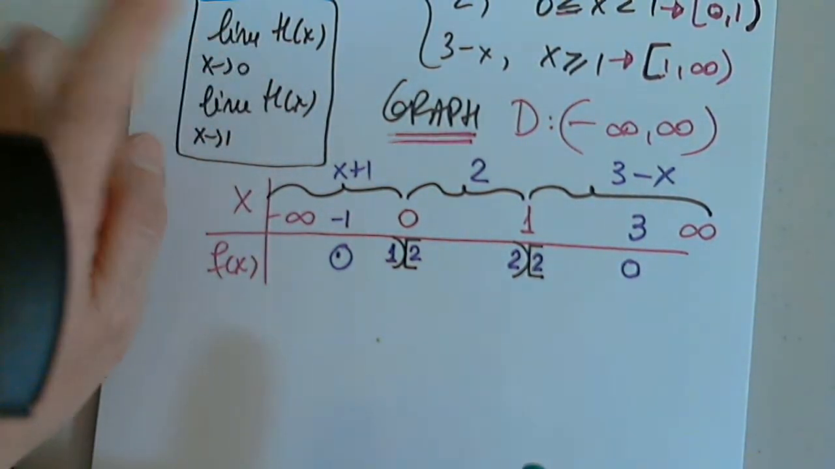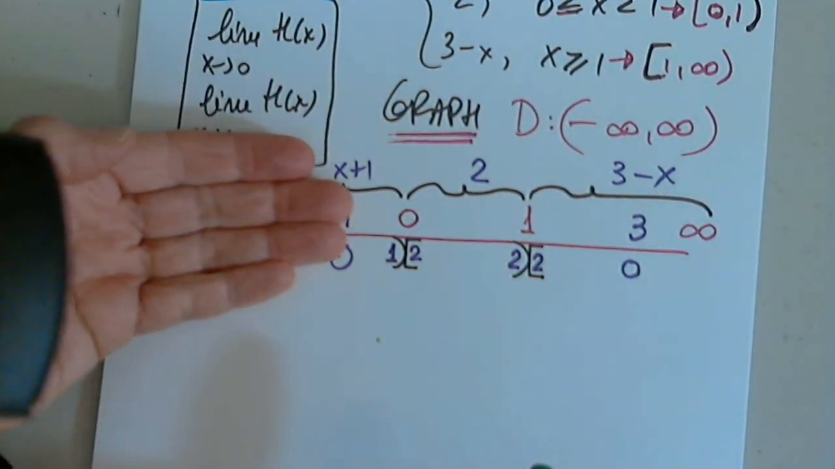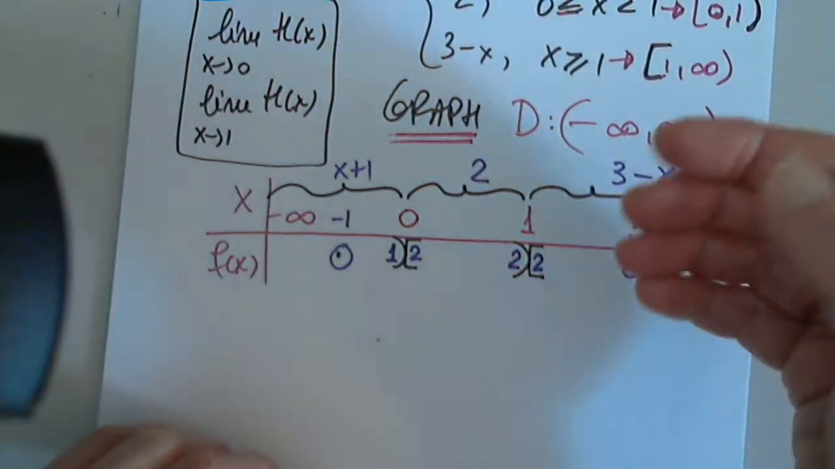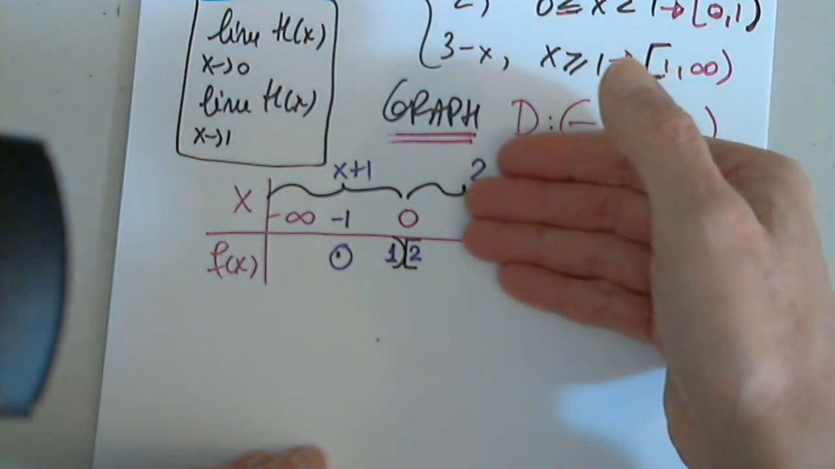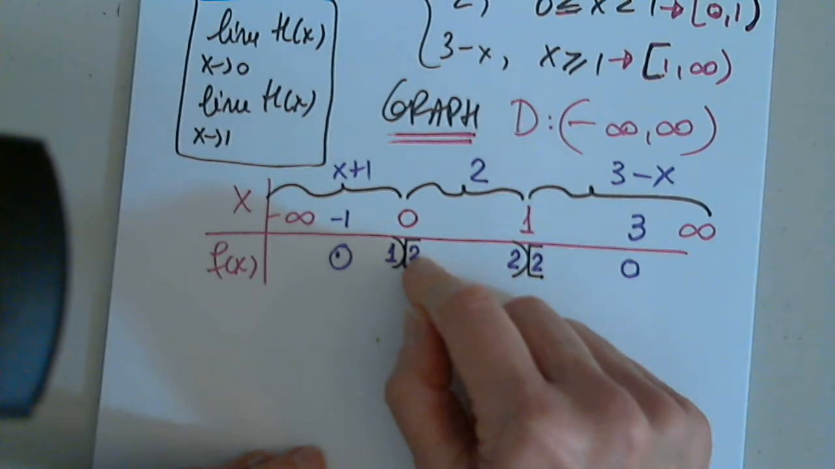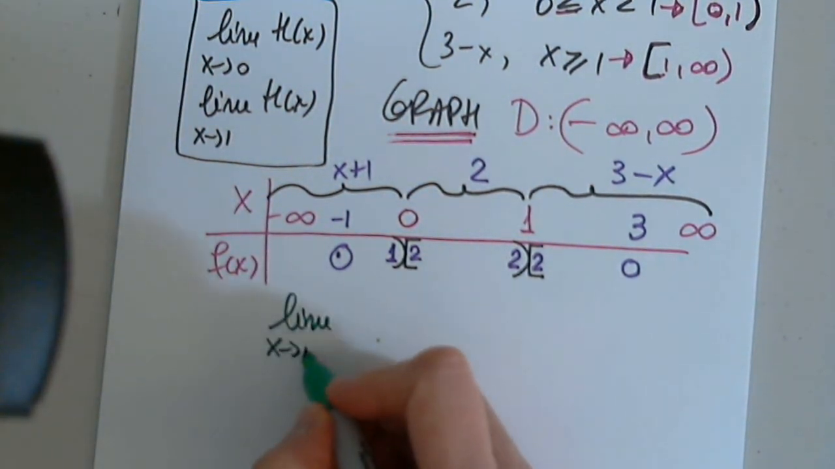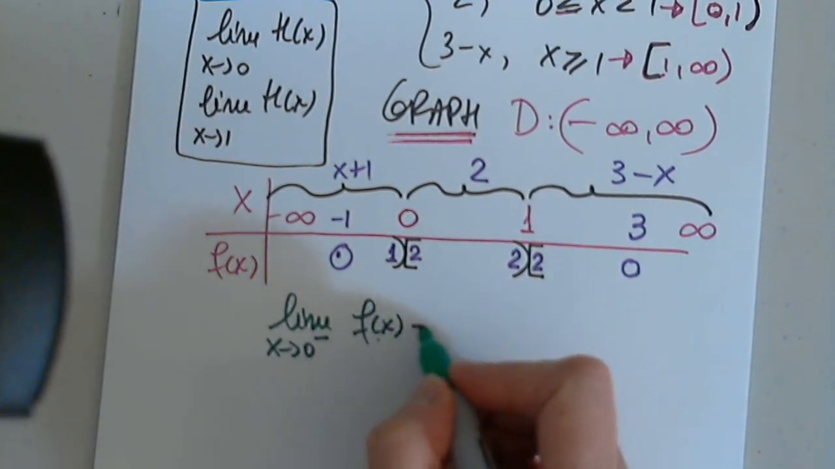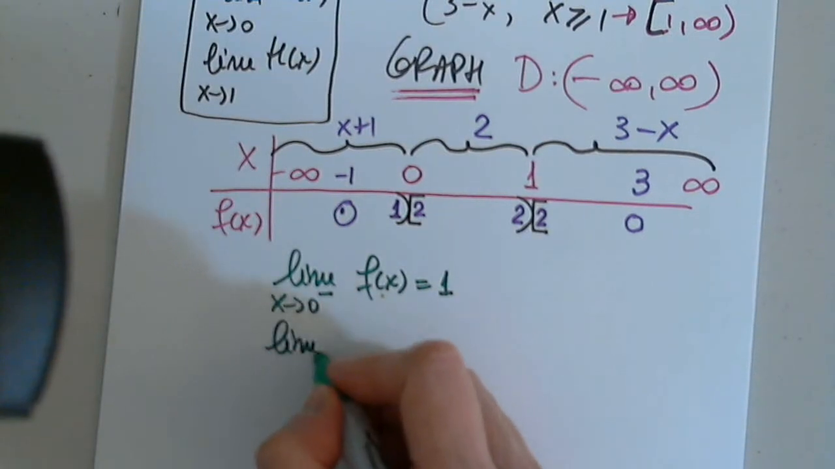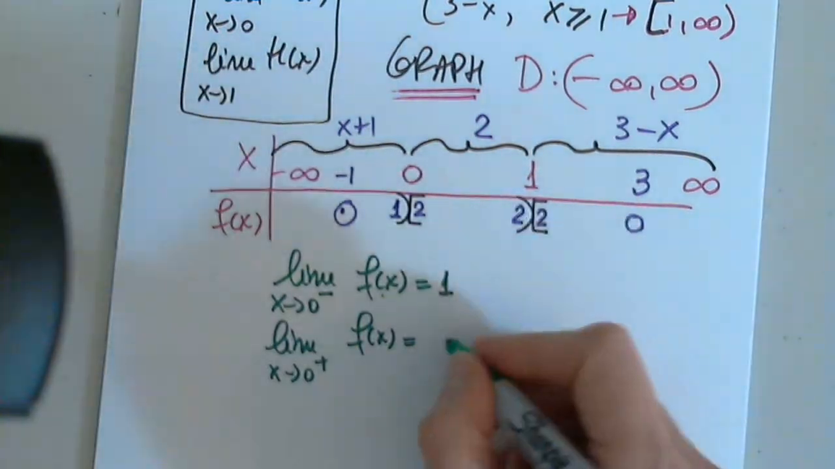Can you tell me what is the limit of h of x as x approaches 0 from the left? 1. Excellent. Can you tell me what is the limit of h of x as x approaches 0 from the right? 2. Exactly. So I have the limit as x approaches 0 from the left of f of x. You already gave it to me, is right here, 1. And you already told me the limit as x approaches 0 from the right of f of x. You already told me is 2.